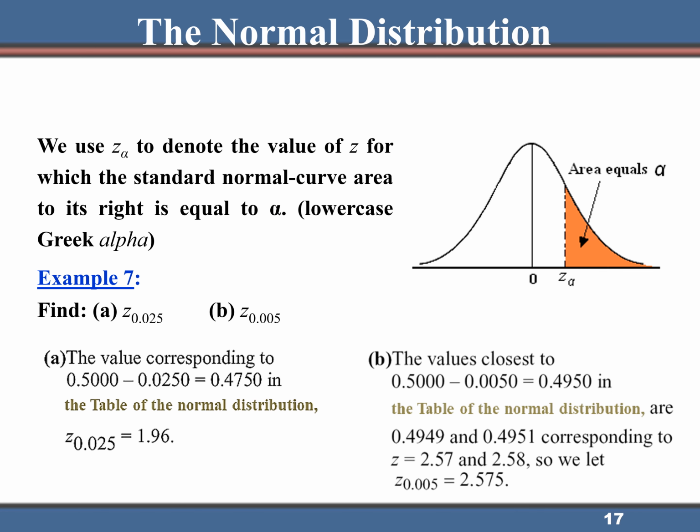The symbol z sub alpha represents the z value such that the area under the standard normal curve and to its right is equal to alpha, where alpha is a number between 0 and 1. Again, Table 1 can help us to find such values, as you see here in Example 7.